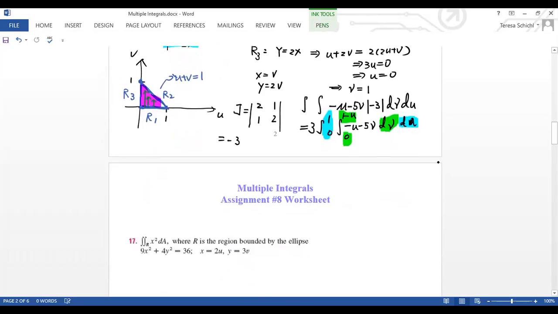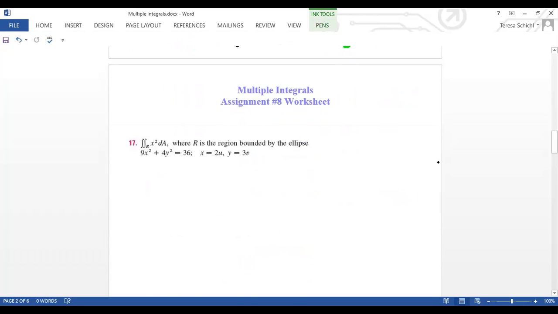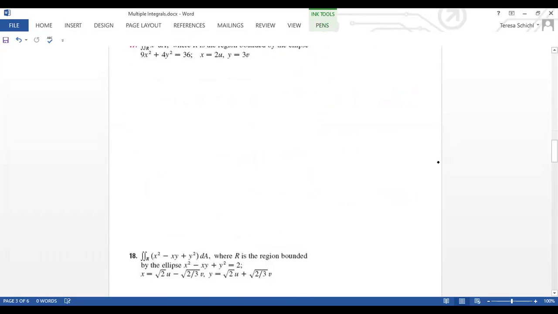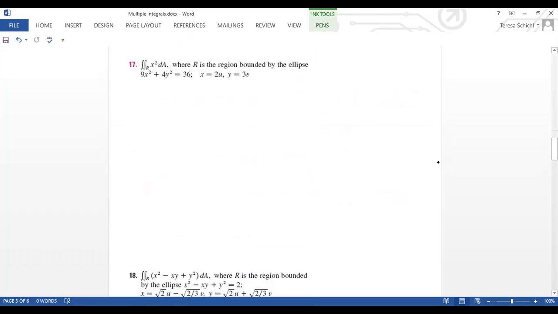Okay, now let's take a look at one more problem. Then I think you should be very good at this. In this other one, I want to integrate x squared dA, where R is the region bounded by the ellipse here, and I want to do the transformation x equal to 2u, y equal to 3v. Let's see how we do the integration here.